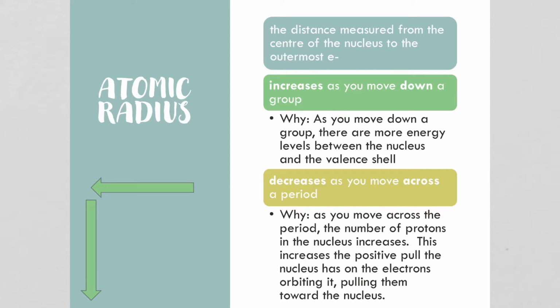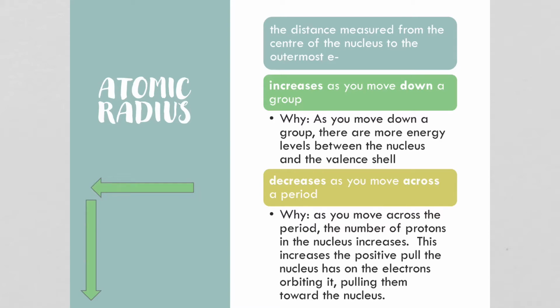That's the measurement from the center of the nucleus to the outermost electrons. And that increases as you move down a group. That kind of makes sense because as you're going down a group, you're starting a new period, you're adding on another energy level. So that means that there's going to be greater distance from the outermost electrons to the nucleus.